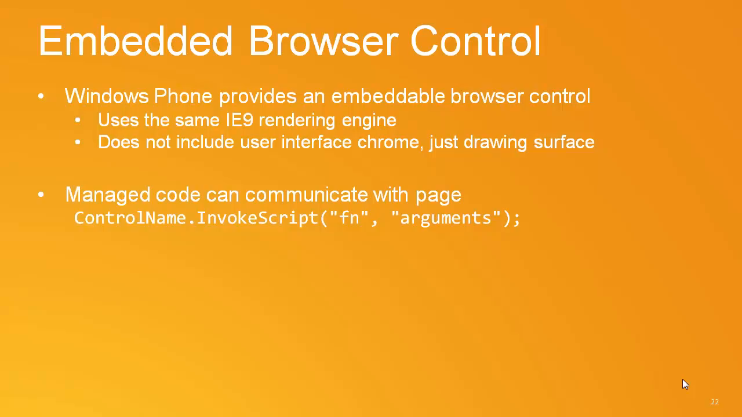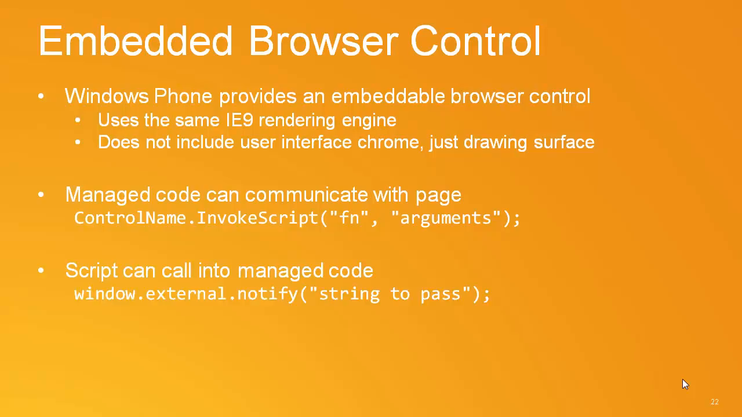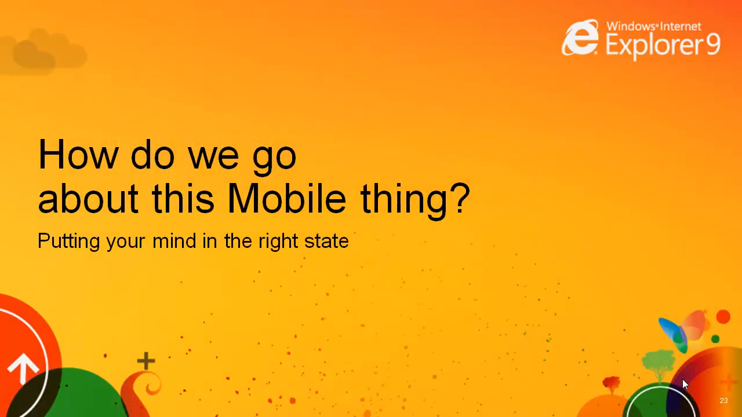That means that your managed code can communicate with the page by using invoke script, so you can communicate with JavaScript that is embedded on that page, and at the same time you can also call back to managed code using external APIs so that you can notify the application about certain things that have happened or not in the browser control. So after you saw this, how do you go mobile?